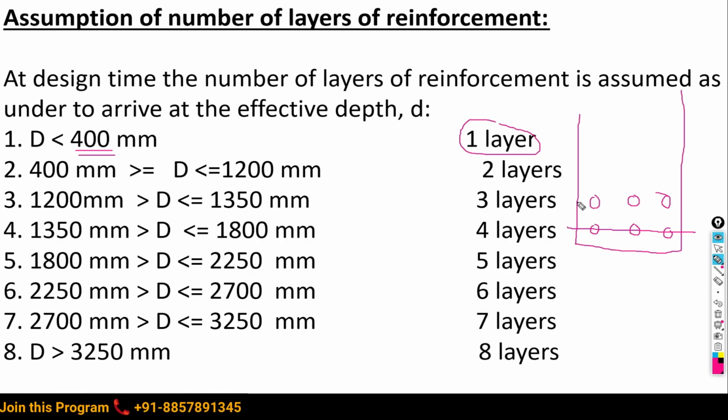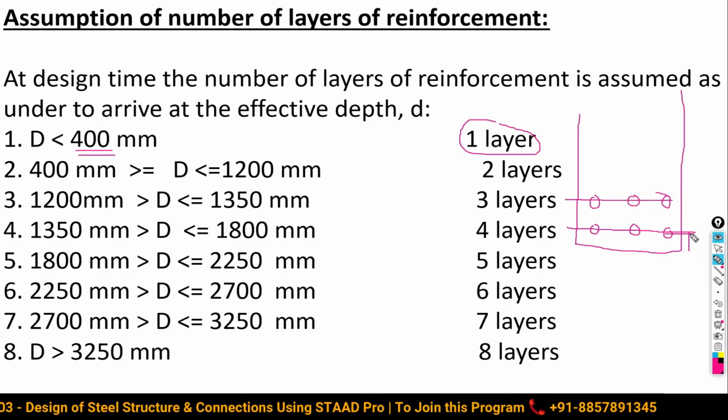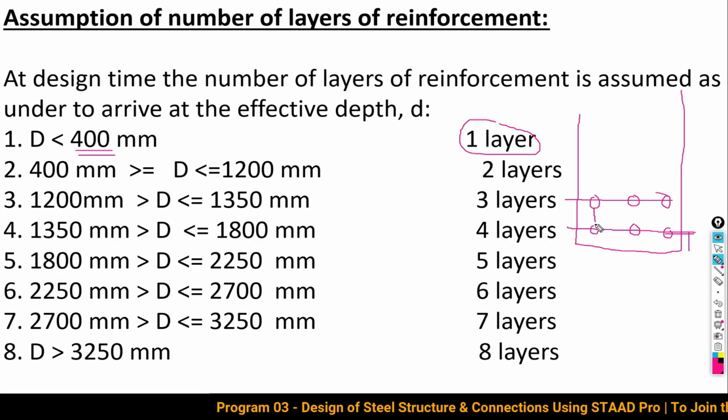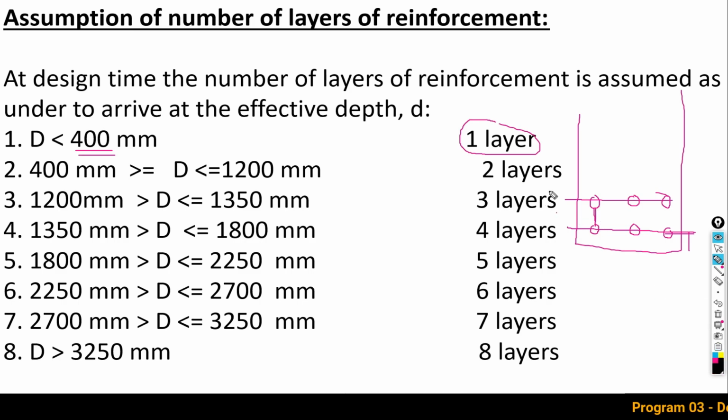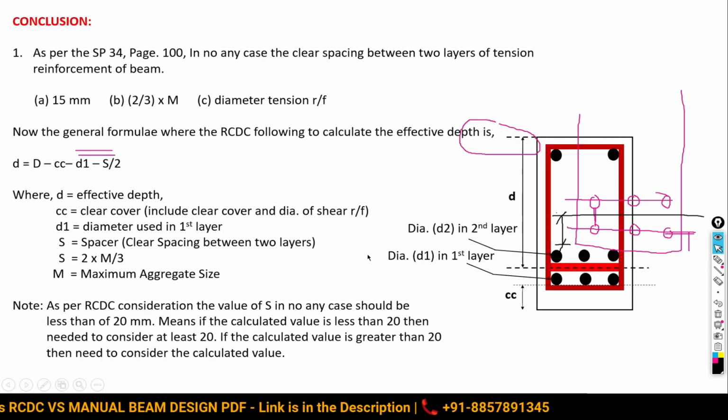So actually RCDC is not going to consider the effective cover only up to the center of this first layer. No, RCDC is going to consider the effective cover at the center of this clear spacing between the two bars. RCDC is considering the effective cover here. Try to understand. Here RCDC is going to consider the effective cover up to this level. So let's try to understand with an example.